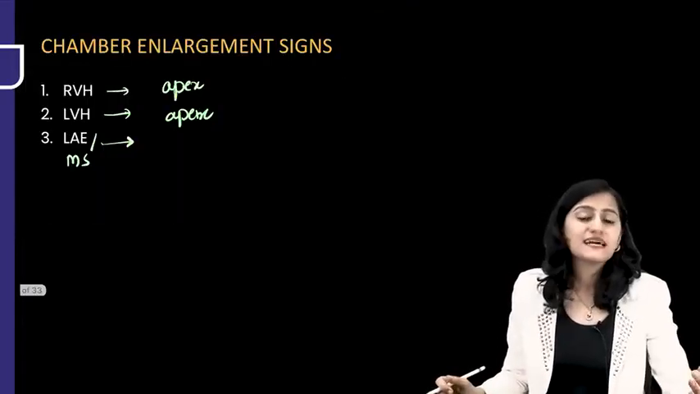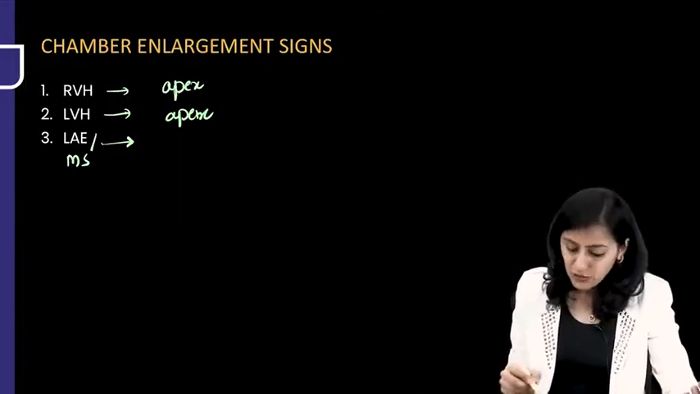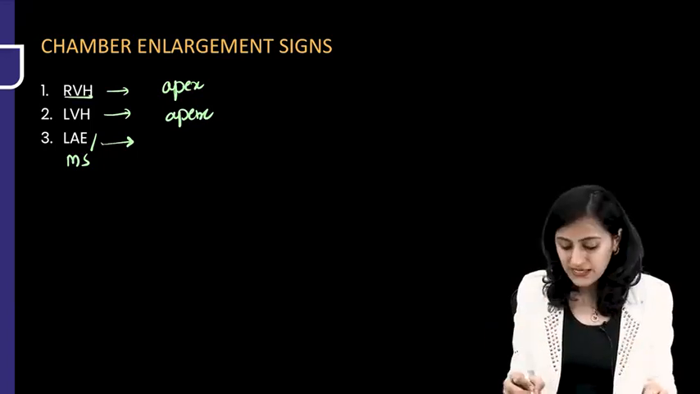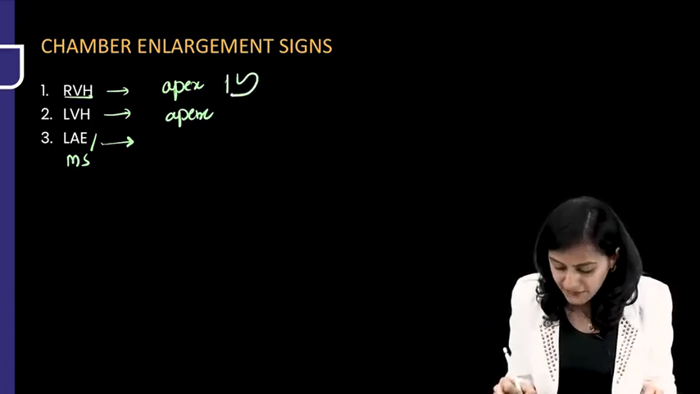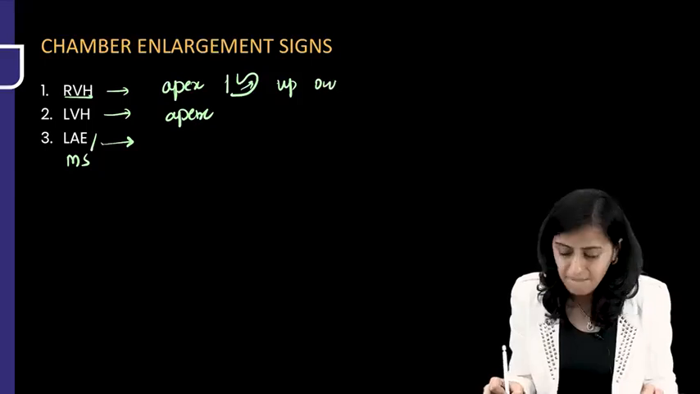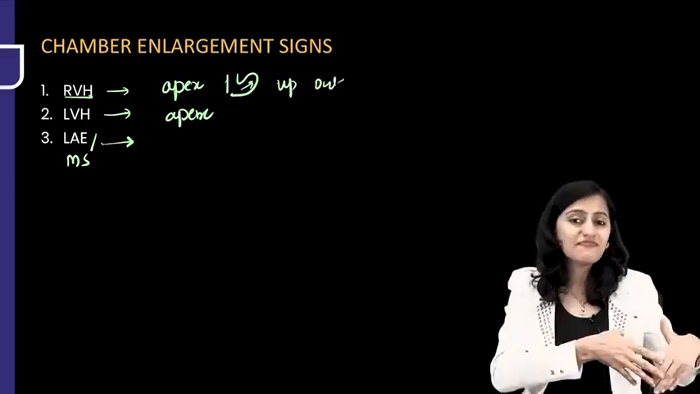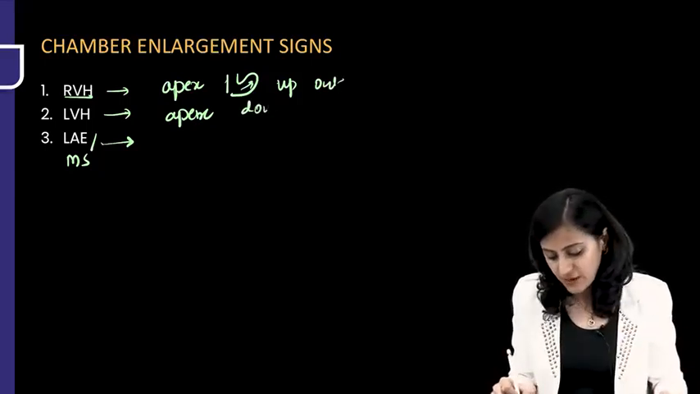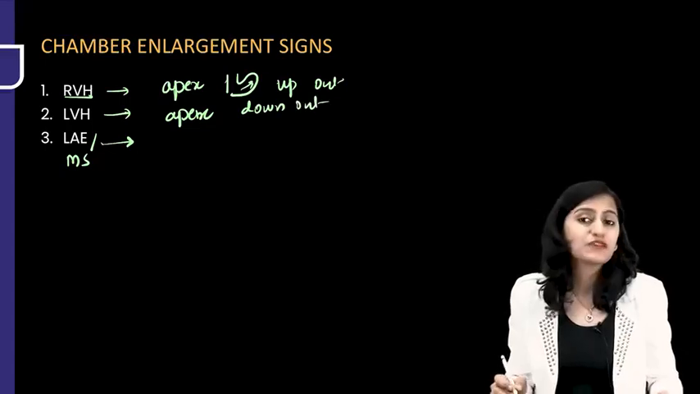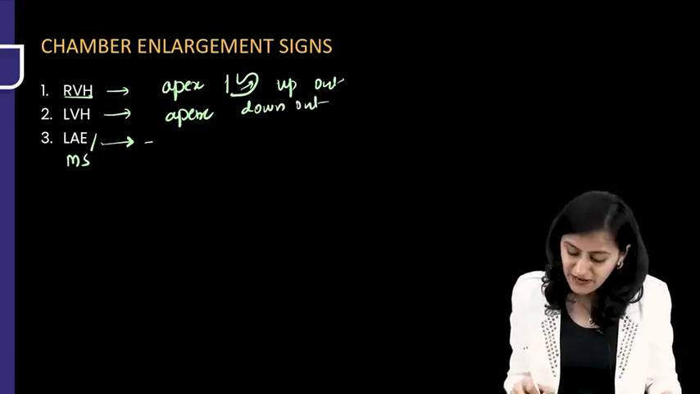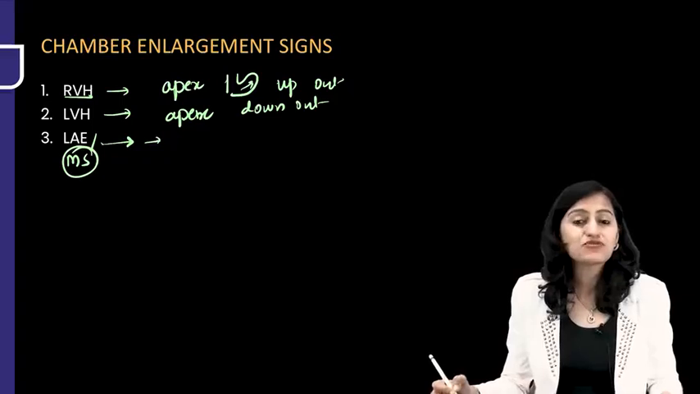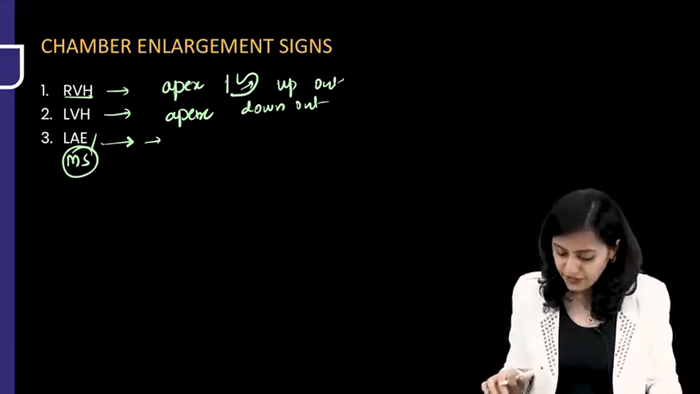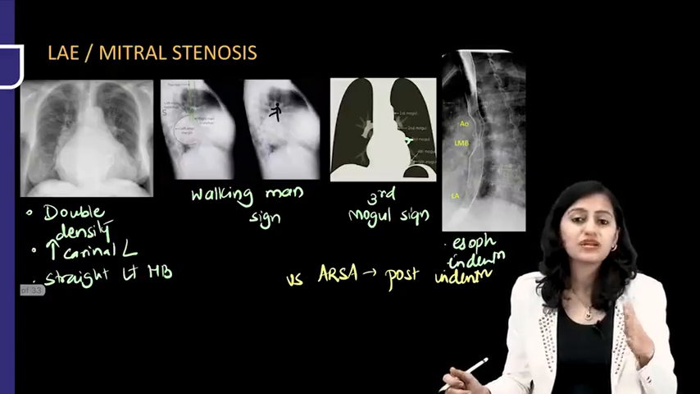Now going to the various signs in the chamber enlargements. So when it is RVH, where does the apex go? In RVH, the apex goes up and out. In LVH, the apex goes down and out. That is how we differentiate. Then we have left atrial enlargement, which is seen in mitral stenosis. We would see the signs of that.